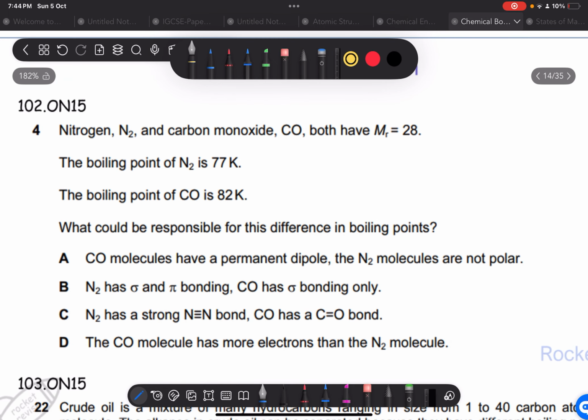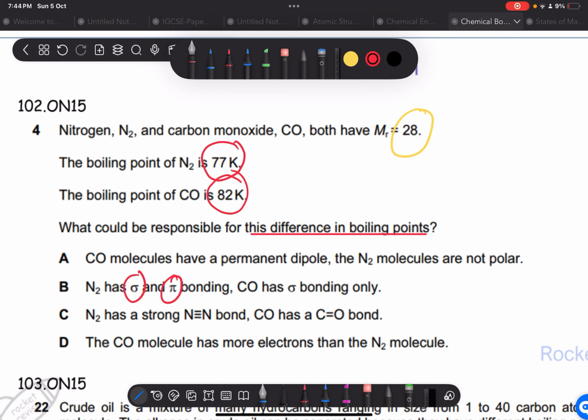Nitrogen and carbon monoxide both have an Mr of 28. The boiling point of N2 is this and of CO is this. What could be responsible for this difference in boiling points? CO molecules have a permanent dipole and N2 molecules are not polar. N2 has sigma bonds and pi bonding. CO has only sigma bonding. Sigma and pi bonds have nothing to do with melting and boiling points. Melting and boiling points are because of the intermolecular forces. N2 has a stronger N2 bond.